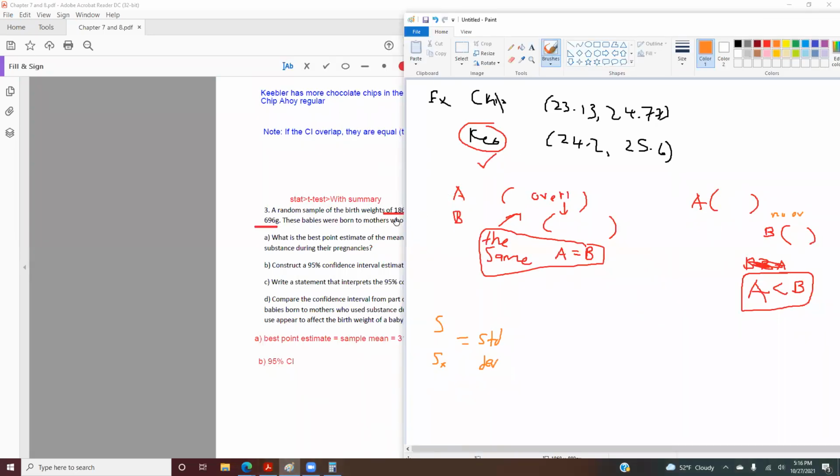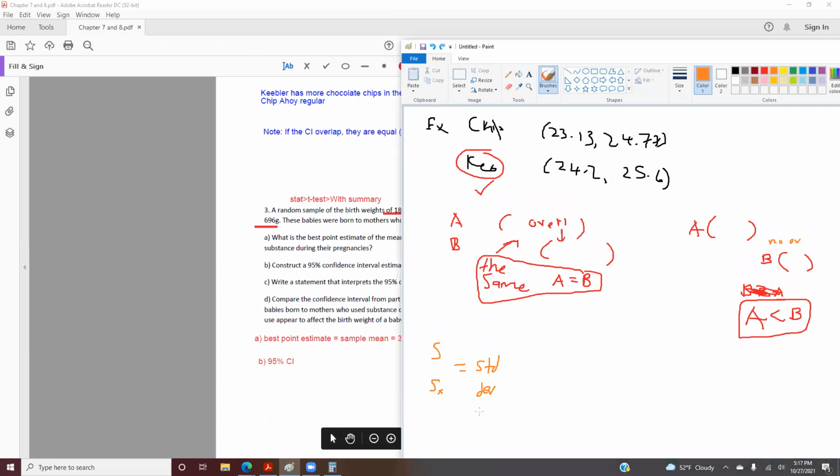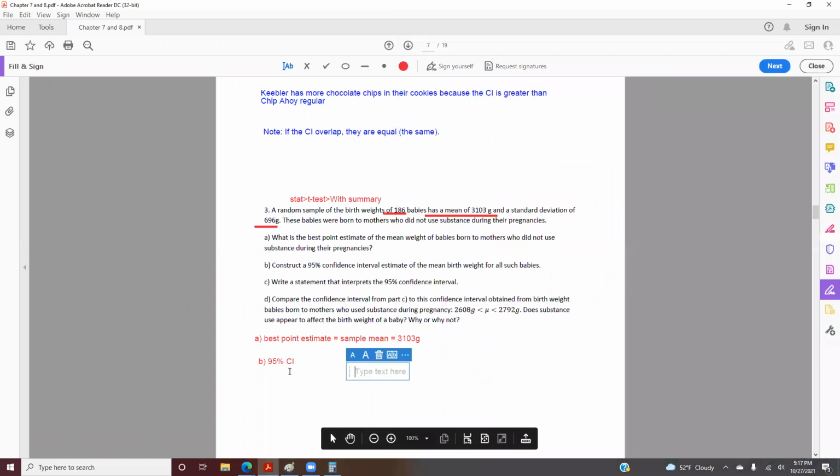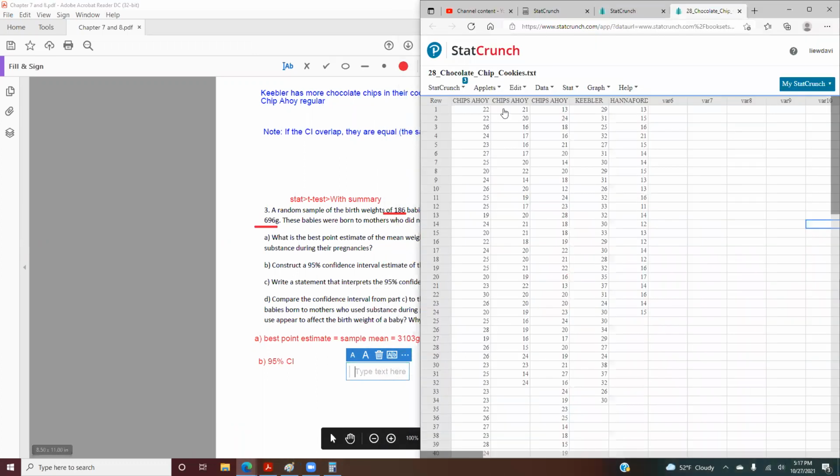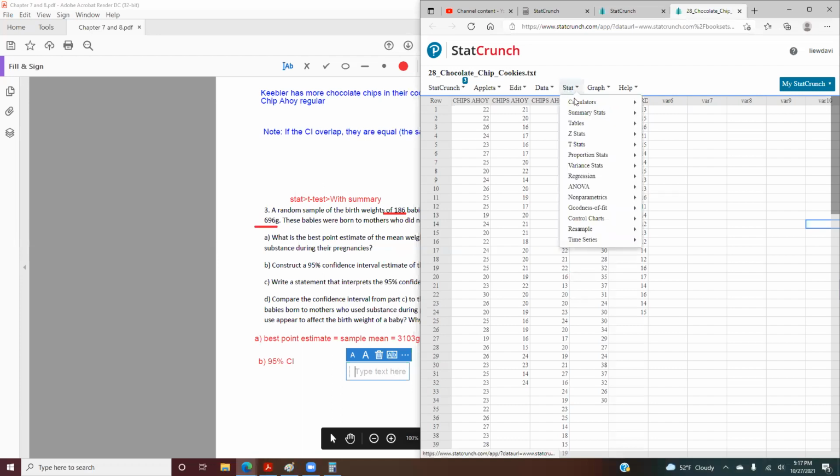It doesn't matter. Well, I think it matters because I want to know what it's going to come up as. I'm sorry, I'm getting confused because I'm so used to it saying SD for standard deviation, and now we're switching to SX. The reason why I'd rather use S in this case is because, when you go to your StatCrunch, you go to Stats, T-test, one sample, with summary.